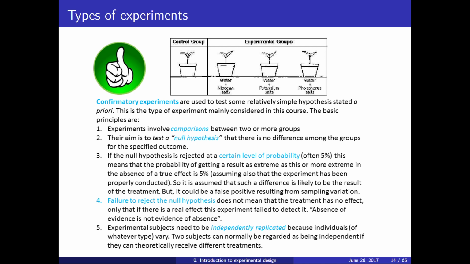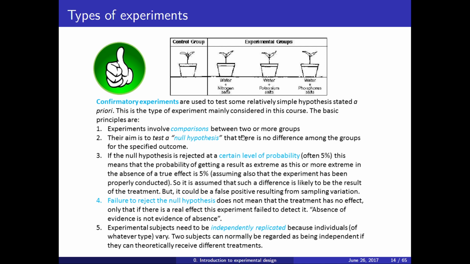So you will have a null hypothesis, and typically it is that there is no difference between the groups, but it depends on your problem. And if the null hypothesis is rejected at a certain level of probability, that is typically 5%, but there is nothing magical in this 5%, so you can choose other thresholds, then this means that the probability of getting a result as extreme as this or more in the absence of a true effect is 5%. So let's say that you have seen some difference between the growth of this group and the control group. Observing this difference or larger, if in reality there is no difference, is smaller than 5%.